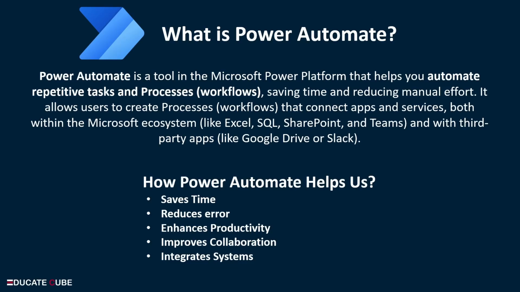The fourth point is it improves collaboration. Power Automate helps to automate notifications and updates to keep the team aligned. For example, notify a team in the Microsoft Teams application when a project status changes in the Dataverse table, Excel file, or SharePoint. The fifth point is Power Automate integrates systems.